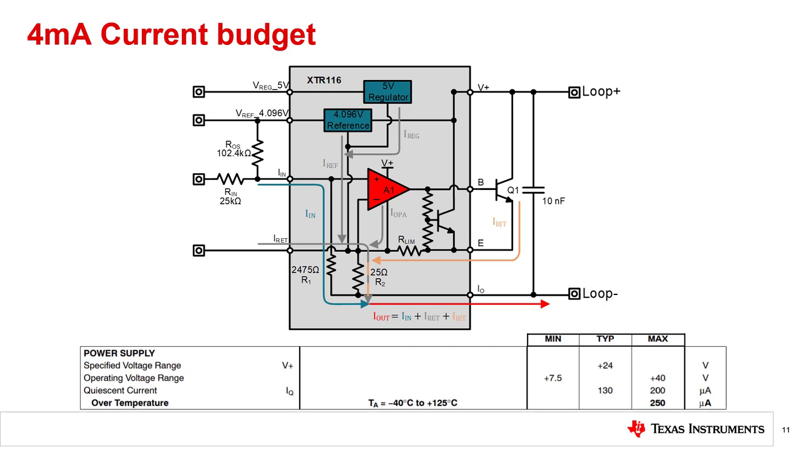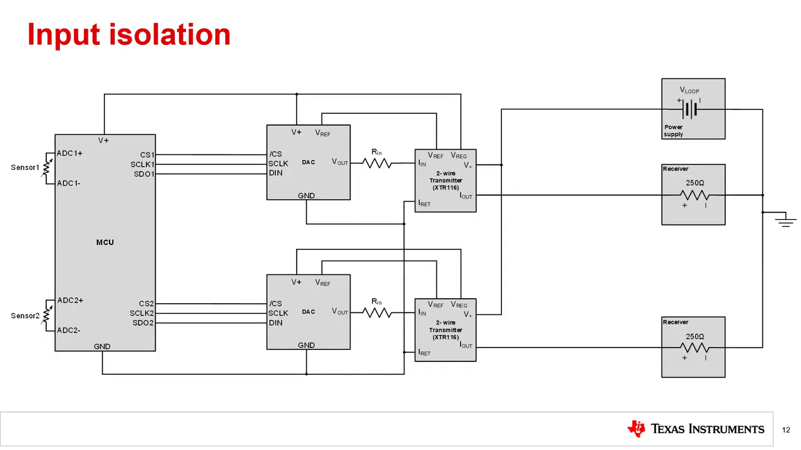For example, if IRETURN totaled 5 milliamps, the minimum output of the transmitter is 5 milliamps, even if IN is 0 amps. The XTR116 shown has a maximum quiescent current over temperature of 250 microamps. This leaves 3.75 milliamps of current for the remaining circuitry powered by VREG and VREF. Using lower resistance bridges or internal parts with high supply currents are common reasons for IRETURN to be greater than 4 milliamps. Input isolation is necessary if multiple 2-wire transmitters need to be connected in parallel.